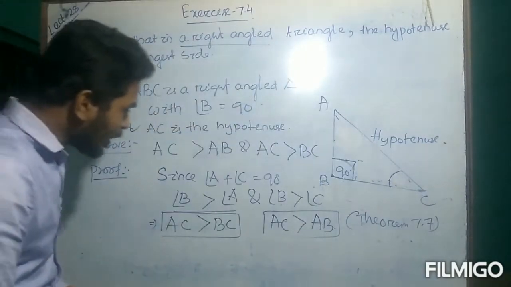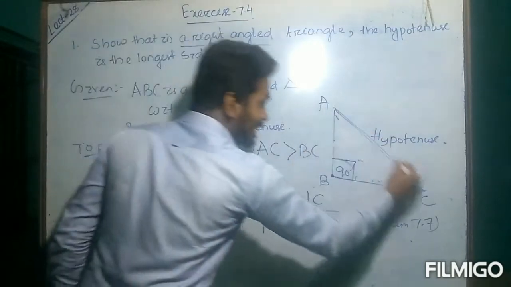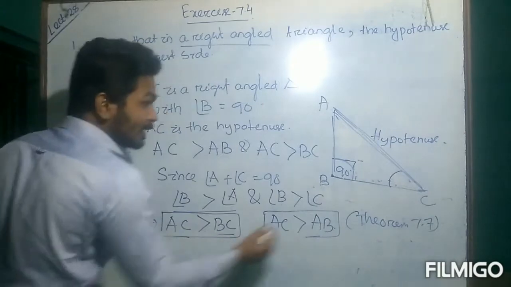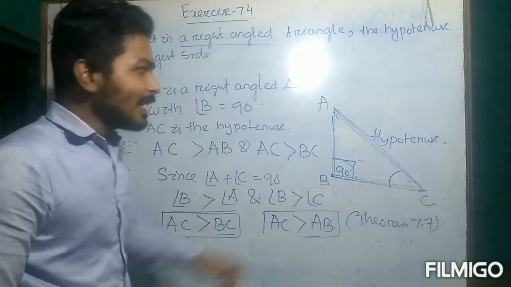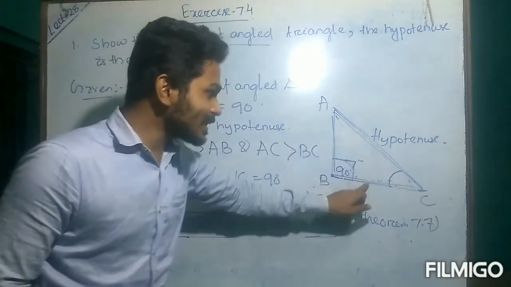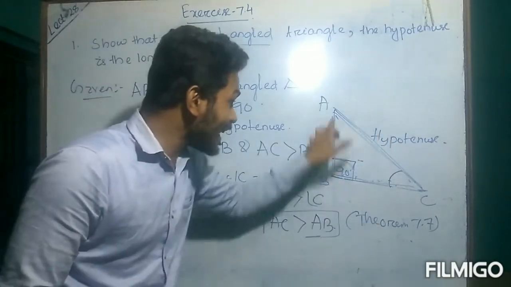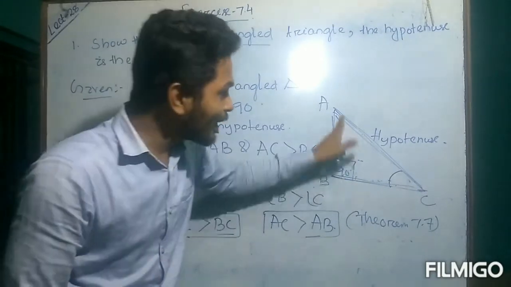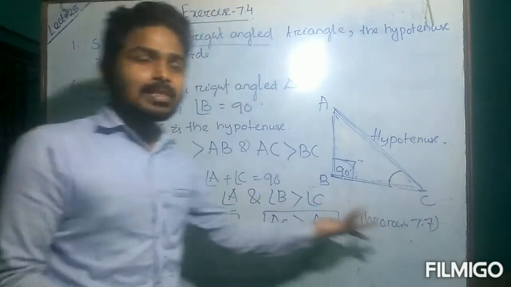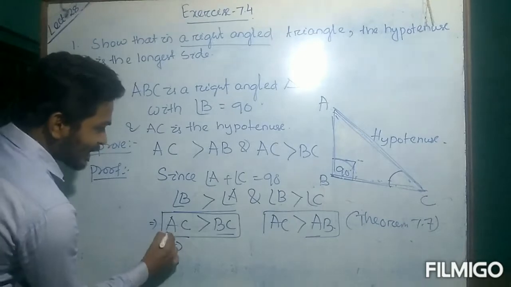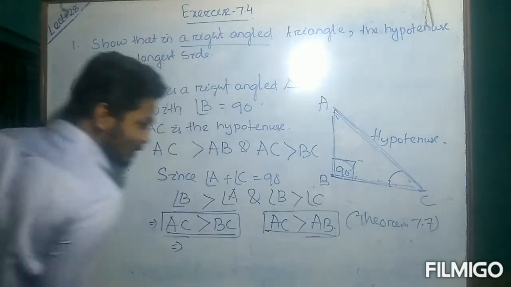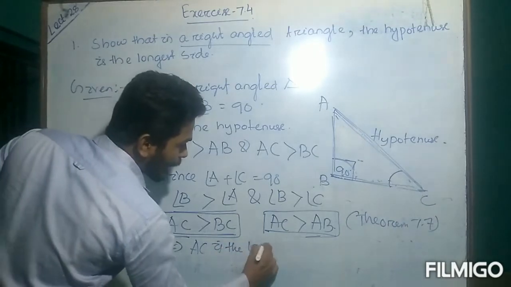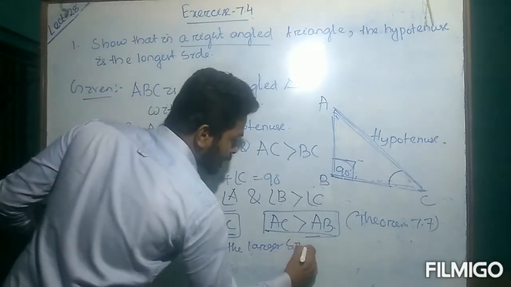Now what have we got? We have got AC is greater than AB here and AC is greater than BC. So this is greater than this, greater than this. Among these three sides AB, BC, AC, which one is the largest side? Definitely AC is the largest side. From these two equations, what do we get? AC is the larger side.